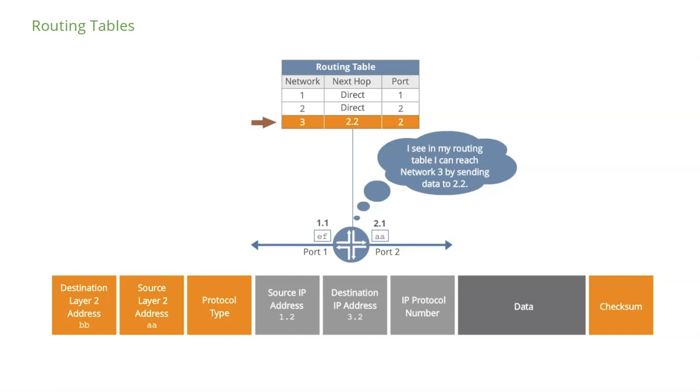The destination address is 3.2, so the router consults the routing table to find out where to send data for Network 3. It determines that it needs to send the packet to the next hop router, which is addressed 2.2 out port 2. At this point, the router adds a new Layer 2 frame, including the source MAC address and the next hop router's MAC address. We will go into this process in greater detail in the next section.